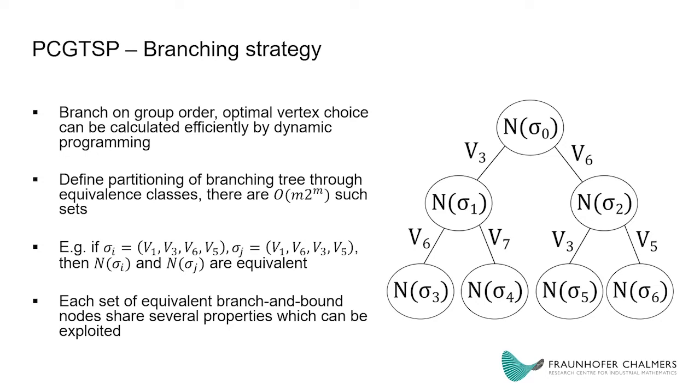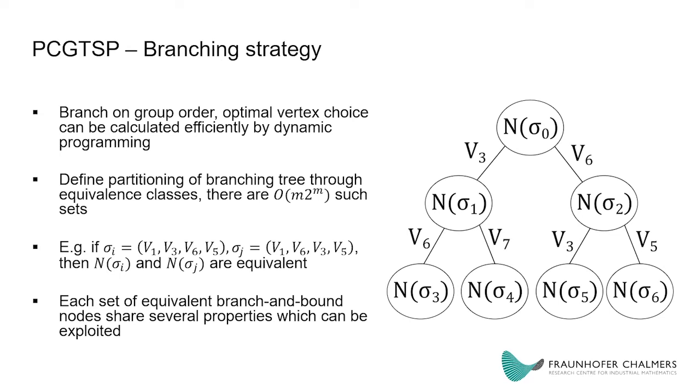Then it turns out that we can exploit some properties within these equivalence classes. For example, we know that within an equivalence class, the tree node which corresponds to the group sequence with the shortest cost of traversal is the only one that can belong to an optimal branch. So if we store the smallest cost discovered so far for each equivalence class, we may directly prune any tree node we come across within this equivalence class with a higher group sequence cost.